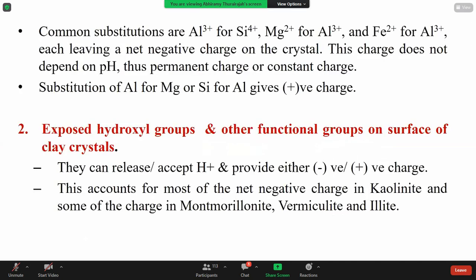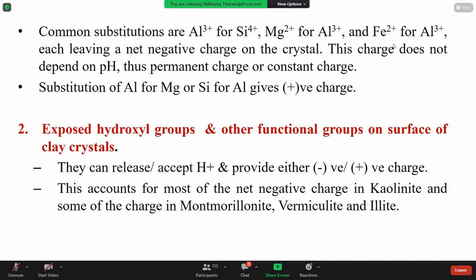Okay. So here, common substitutions are aluminum for the silicon, right? If we substitute this silicon by the aluminum, or aluminum by the magnesium, or aluminum by the iron, we get net negative charges. So you can conclude that if the higher charges are substituted by the lower charges, it will definitely create the net negative charge. Am I right?